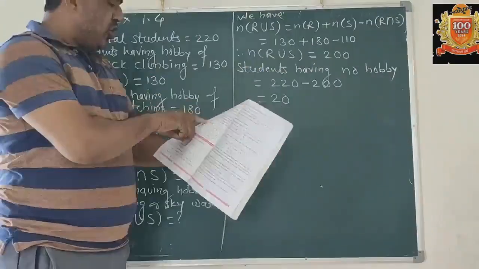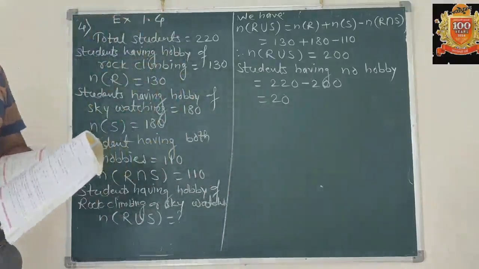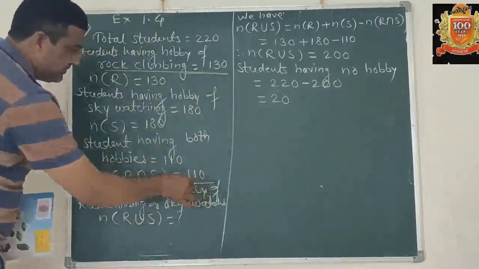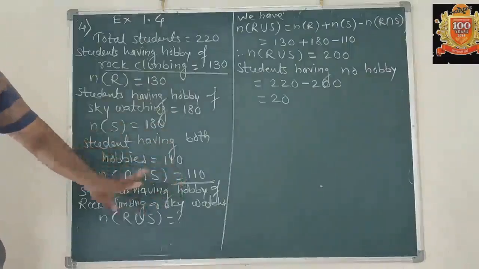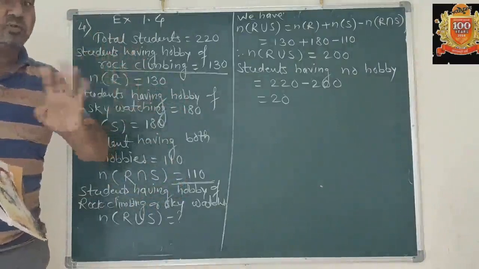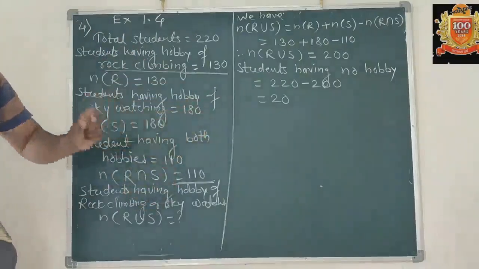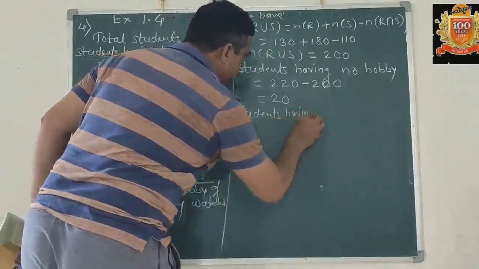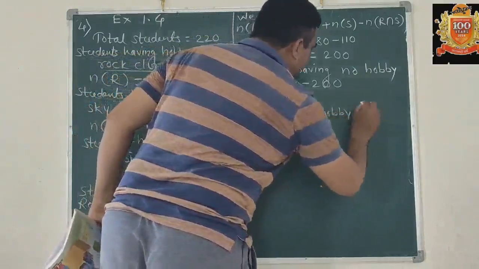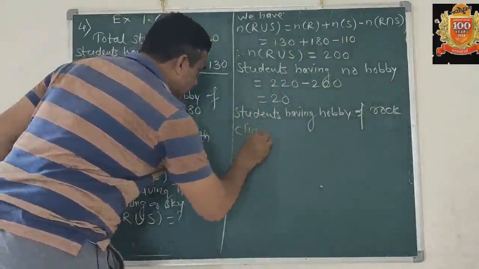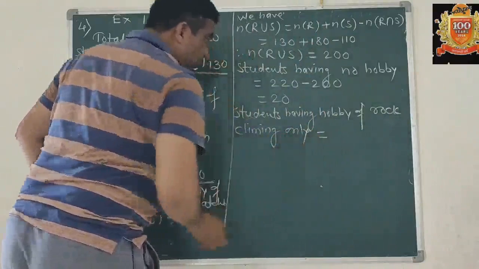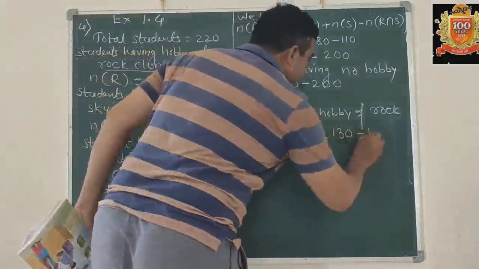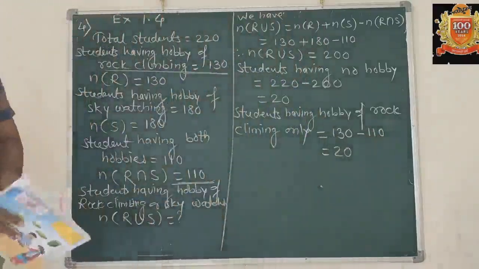Next question: how many of them follow the hobby of rock climbing only? The word only, rock climbing only. Here 130 students have the hobby of rock climbing, but out of these 130, 110 have both hobbies. Now we want students only having rock climbing, no other hobby. So from this we have to subtract the intersection value. Students having the hobby of rock climbing only: from the rock climbing students, we subtract students having both hobbies, that means minus 110. So the answer is 20. So 20 students have the hobby of rock climbing only.